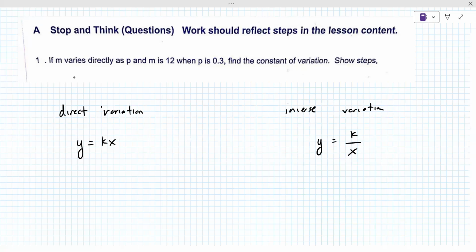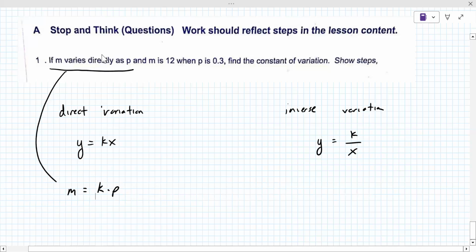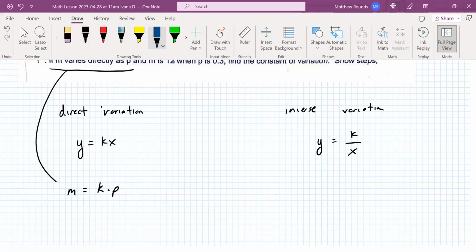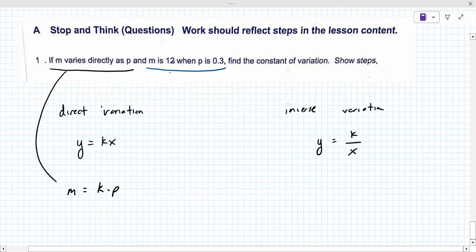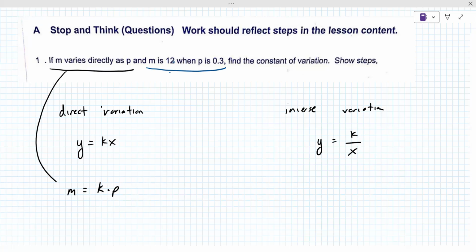For question number 1, it says m varies directly as p. The way to interpret that is m equals k, the constant of variation, times p. Think of it as m equals k times the letter that goes on the right side. The next part is that they're giving you two values, m and p, or an x and a y, depending on the problem, and you have to solve for k.